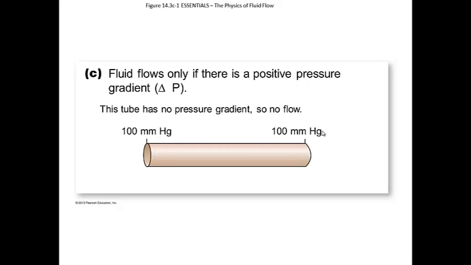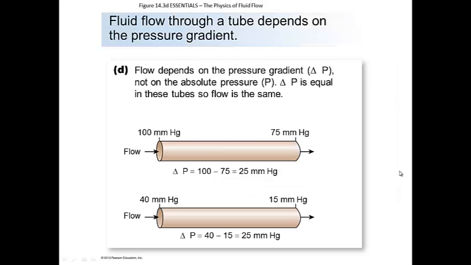We can raise both of those numbers to 1,000. It's still going to be no flow. With no pressure differential, there will be no flow. Now, if we have examples where the pressure is higher on the one end, lower on the opposite, it's going to go then from the areas of high pressure to low pressure.